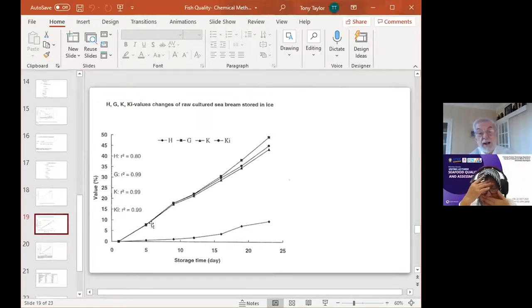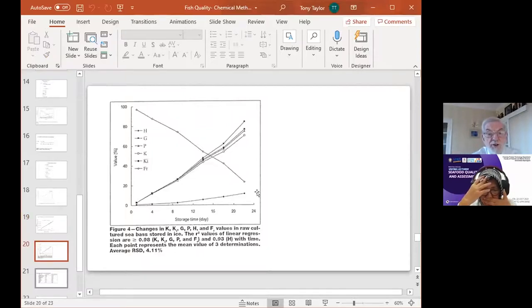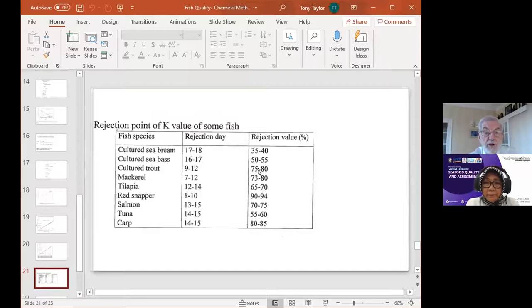And this is an excellent example of how I said you have to do each one. This has not been done before. And if you look at the rejection values, the K value for bream was 35 to 40, whereas sea bass was 50 to 55. So you have to do it for each individual species. Anyway, that I hope will clarify a couple of points from the lecture. I will now look forward to trying to answer questions.